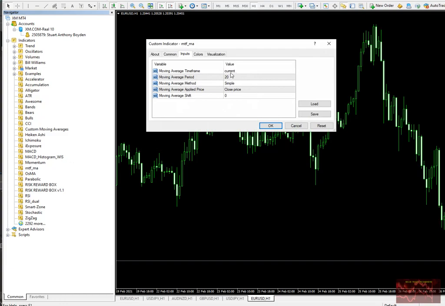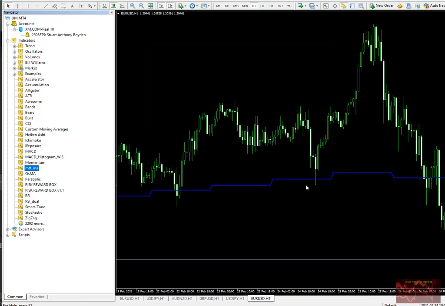Here are the inputs. The moving average time frame we're going to set so that although we're on the 1 hour chart, it's going to display the 1 day 20 period exponential moving average. I'm going to OK that, and here it is. So if you were to jump to the 1 day chart up here, this would be where the moving average sits, but because we're on the 1 hour chart, it displays the moving average from the 1 day chart on here.